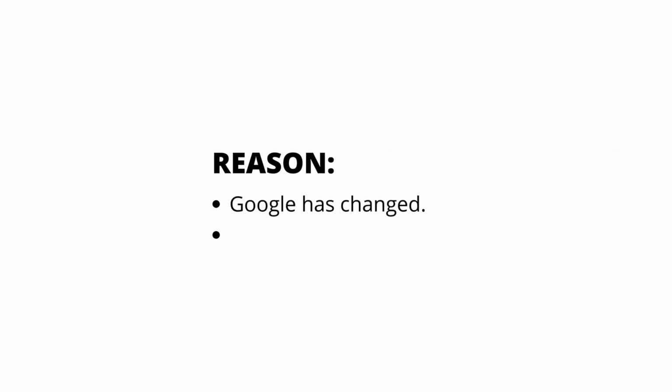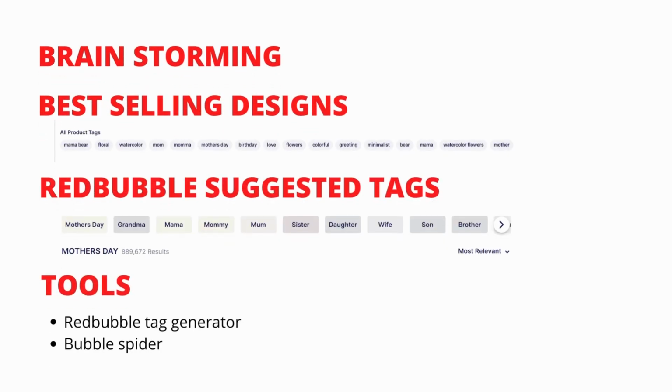Now the second reason is using oversaturated tags or keywords. Let me ask you a question. Where are you getting your tags for your Redbubble designs? Well, you may tell me some of those are from your own brain, some are from best-selling designs, some are from Redbubble suggested or related tags. And you may also get these tags from tools like Redbubble Tag Generator, Bubble Spider, etc.